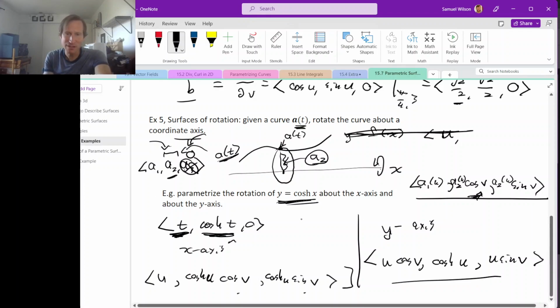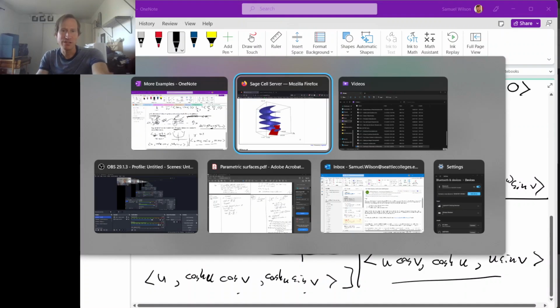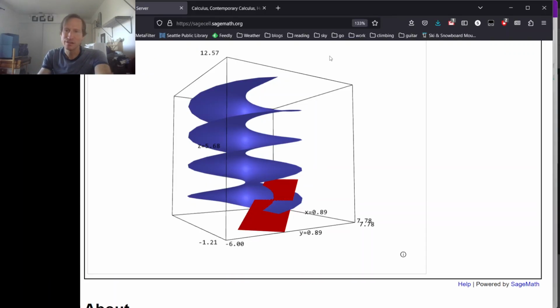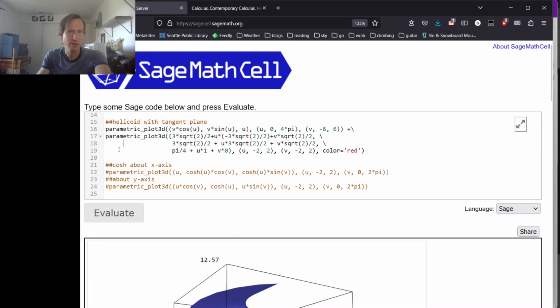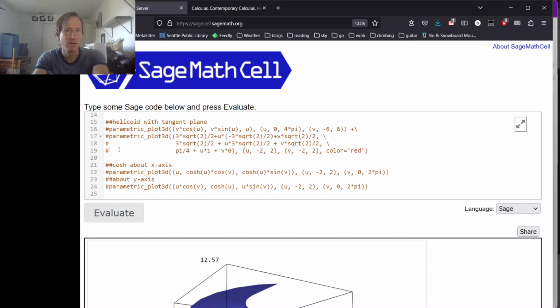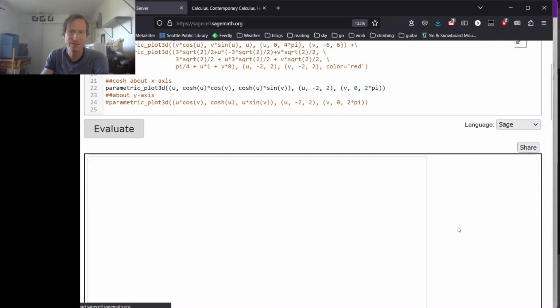So before we graph these, let me just remind you what the graph of hyperbolic cosine looks like. It looks something like this. It sort of looks vaguely exponential on either side, and in the middle it looks very flat. Okay, so let's graph these two surfaces. Let me comment out all of this stuff. Okay, so here's the one about the x-axis.